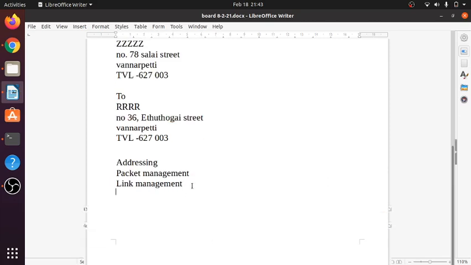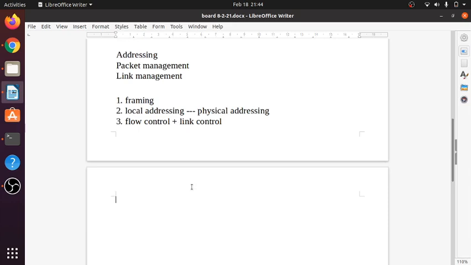what we call the MAC layer is responsible for: the first is framing, the second is local addressing, or I can call it physical addressing, and the third is flow control. I am adding link control also. Fourth is access, and the fifth is error.